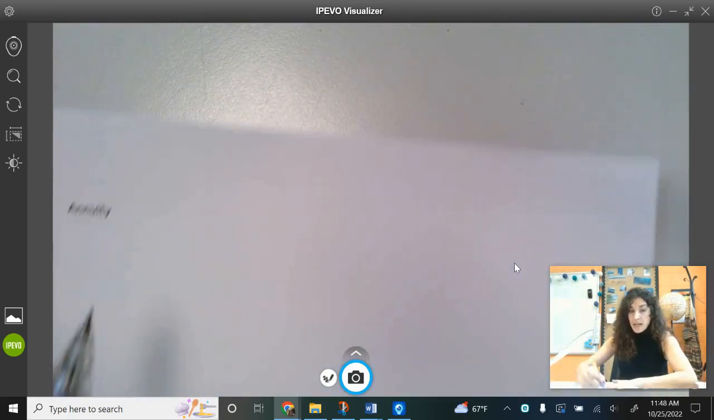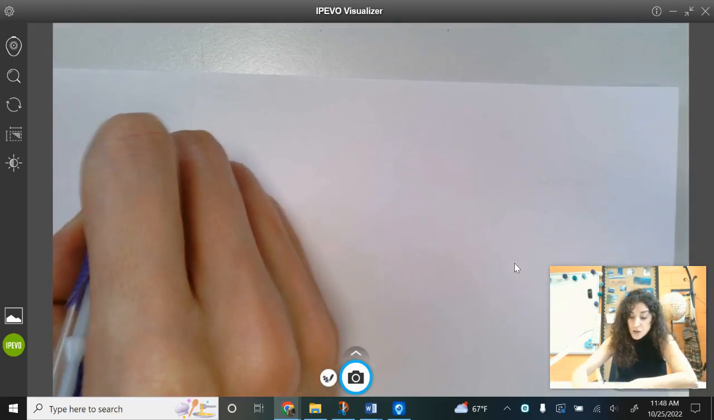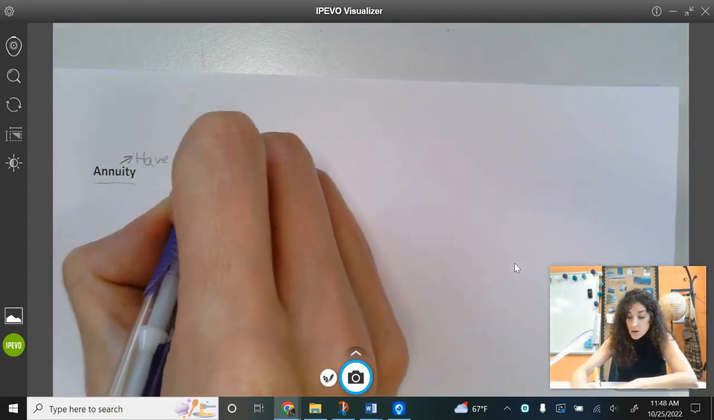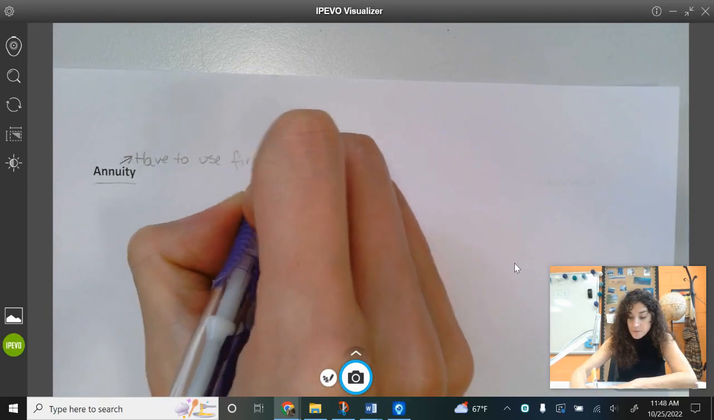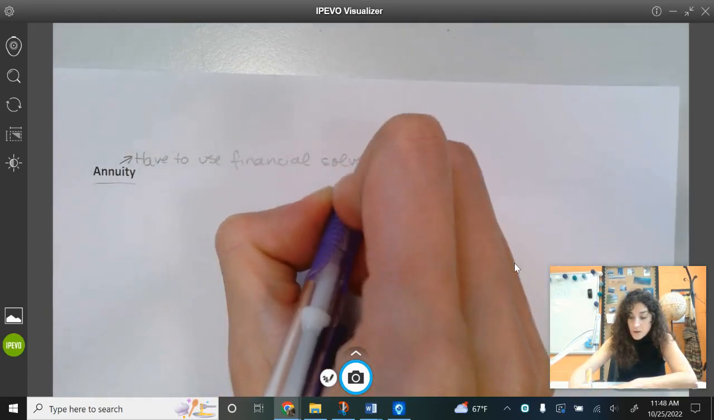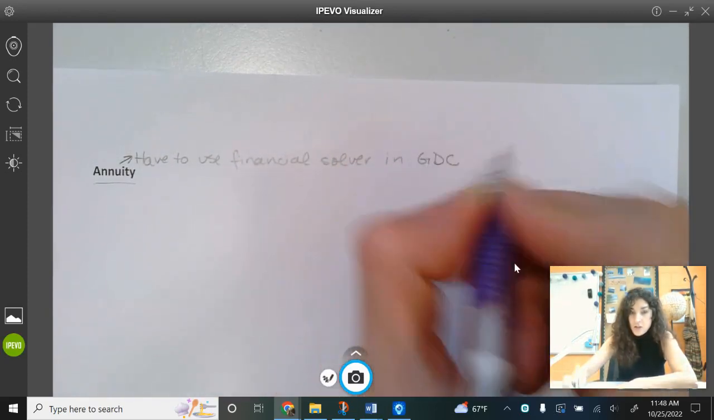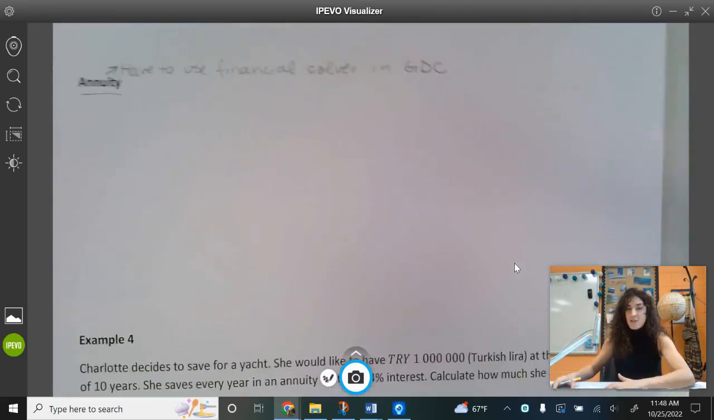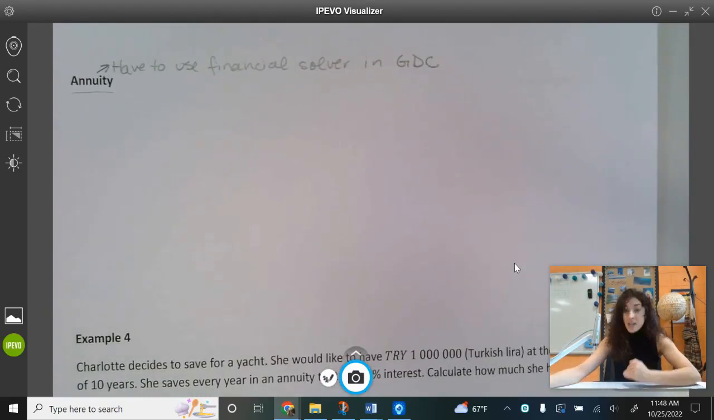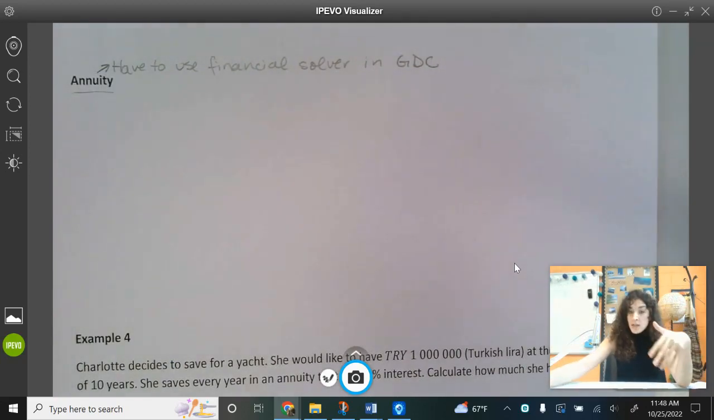Both of these are more complicated, where you have to use the financial solver in your calculator. GDC, graphing display calculator, is math notation for just saying use your calculator. You cannot use the formula. Maybe write that down. You cannot use the formula for compounding interest because it gets more complicated, because with annuities and with amortization, we add in this extra level of payments.